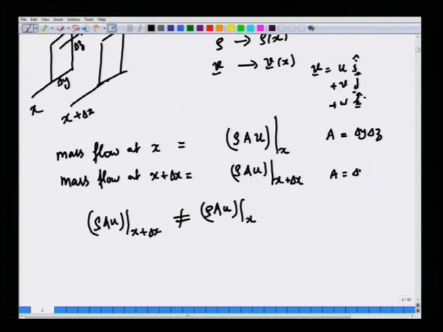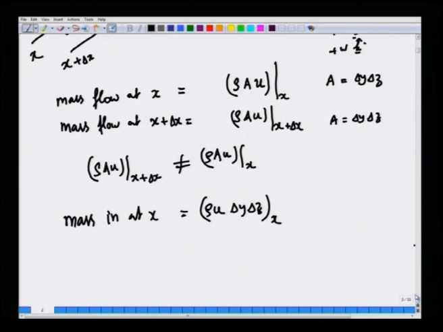Here also the area is delta y delta z. So, the mass flow: mass in at x is rho u times delta y delta z evaluated at x. Mass out at x plus delta x is rho u delta y delta z at x plus delta x.